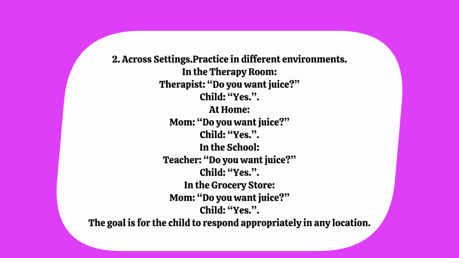2. Across settings. Practice in different environments. In the therapy room, therapist: Do you want juice? Child: Yes. At home, mom: Do you want juice? Child: Yes. In the school, teacher: Do you want juice? Child: Yes. In the grocery store, mom: Do you want juice? Child: Yes. The goal is for the child to respond appropriately in any location.